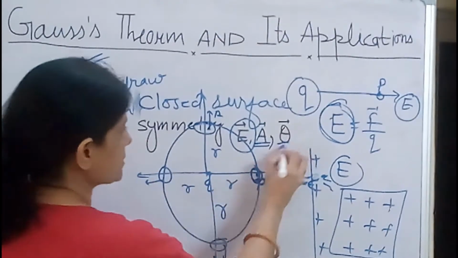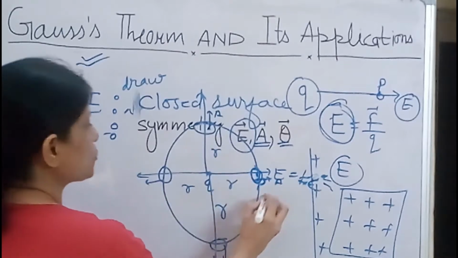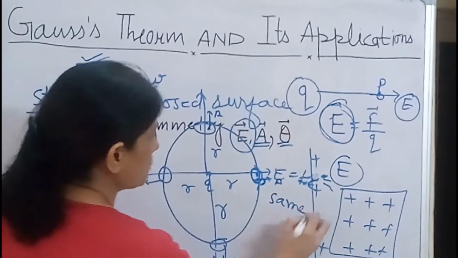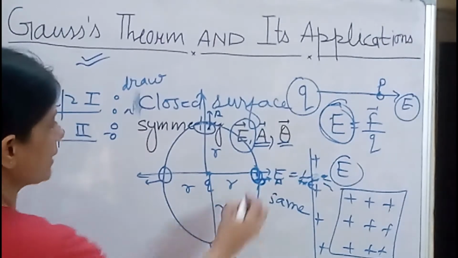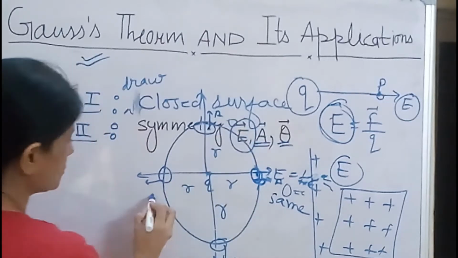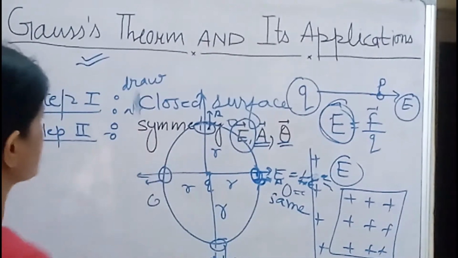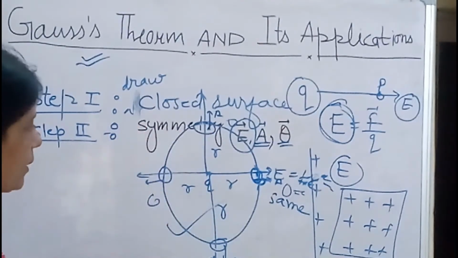The third symmetry is theta, which means the angle between E and A every time should be the same. See, at this point the angle between E and A is 0, 0, 0. So we have chosen the right surface. This surface is okay.